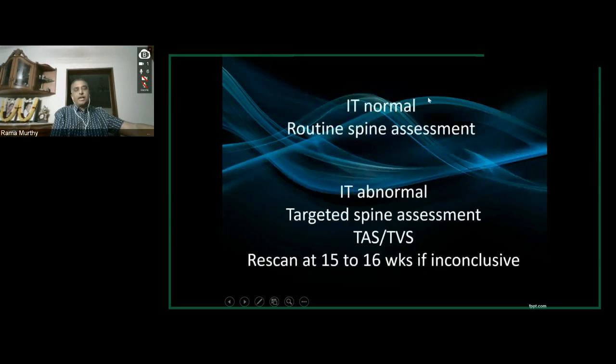And of course, if the intracranial translucency is normal, you will most often find your spine normal on a routine assessment. If the intracranial translucency is abnormal, then you need to do a targeted spine assessment, not only on transabdominal. If you're able to show the lesion on transabdominal, good enough. But if you're not able to show it, you must get into the transvaginal mode and look at the spine again through the transvaginal route. And then, of course, you have to rescan at around 15 to 16 weeks if your transvaginal scan also is inconclusive. You have to go after the spine in a very, very targeted manner.